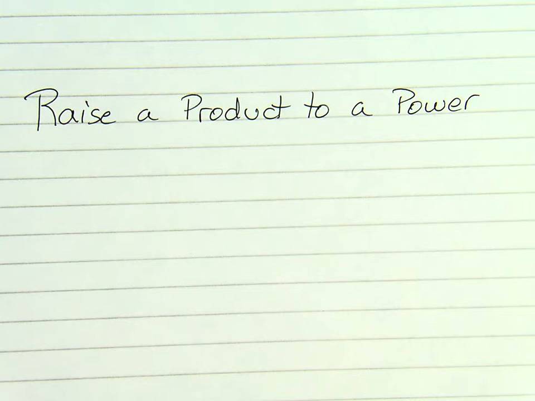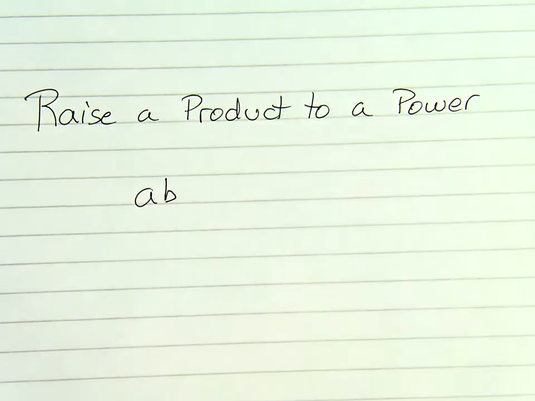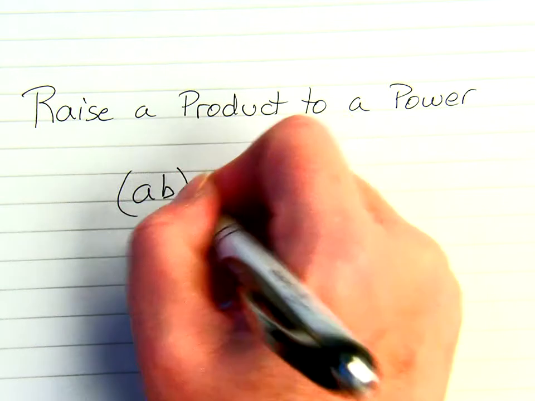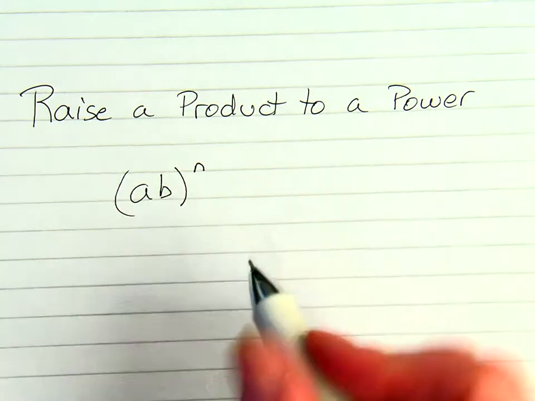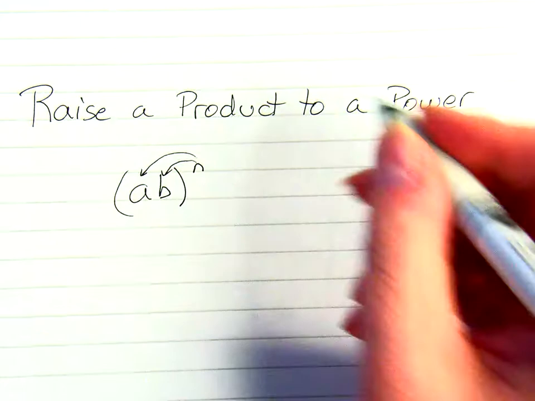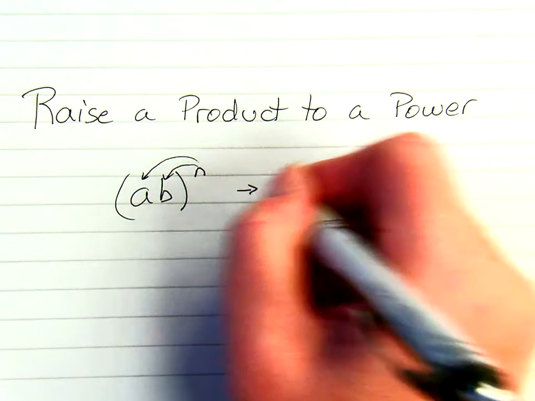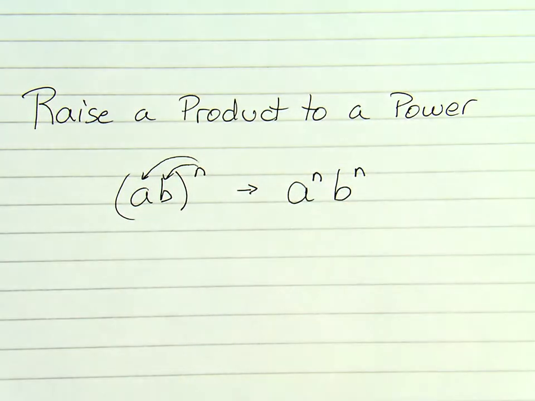So algebraically, let's say we've got AB, and we're going to raise AB to the n power. The A times the B is a product in here, and this n actually gets distributed to both items within that product. And so this is going to be A to the n, B to the n. Let's look at how it actually works.